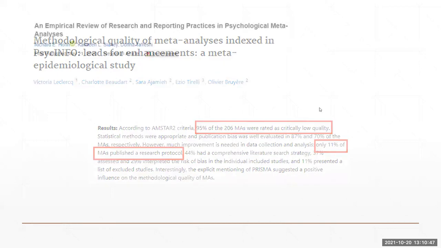The second study is called An Empirical Review of Research and Reporting Practices in Psychological Meta-Analysis, and it was published in 2020.